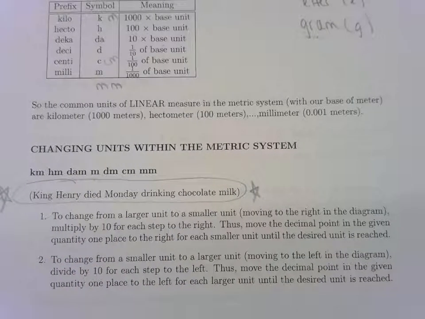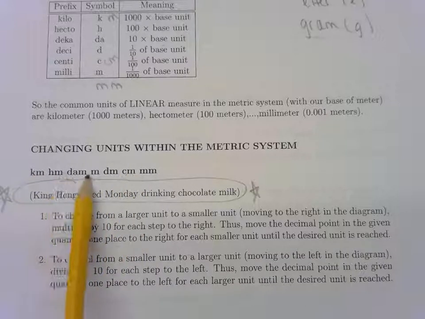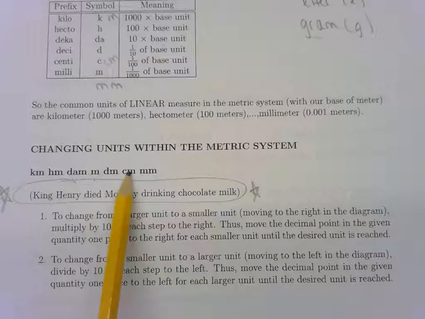Number 1, to change from a larger unit to a smaller unit. For example, kilometers to centimeters, we're moving right in the diagram. Multiply by 10 for each step to the right. Thus, move the decimal point in the given quantity one place to the right for each smaller unit until the desired unit is reached. So if we were going from kilometers to centimeters, we would move 1, 2, 3, 4, 5 places to the right.